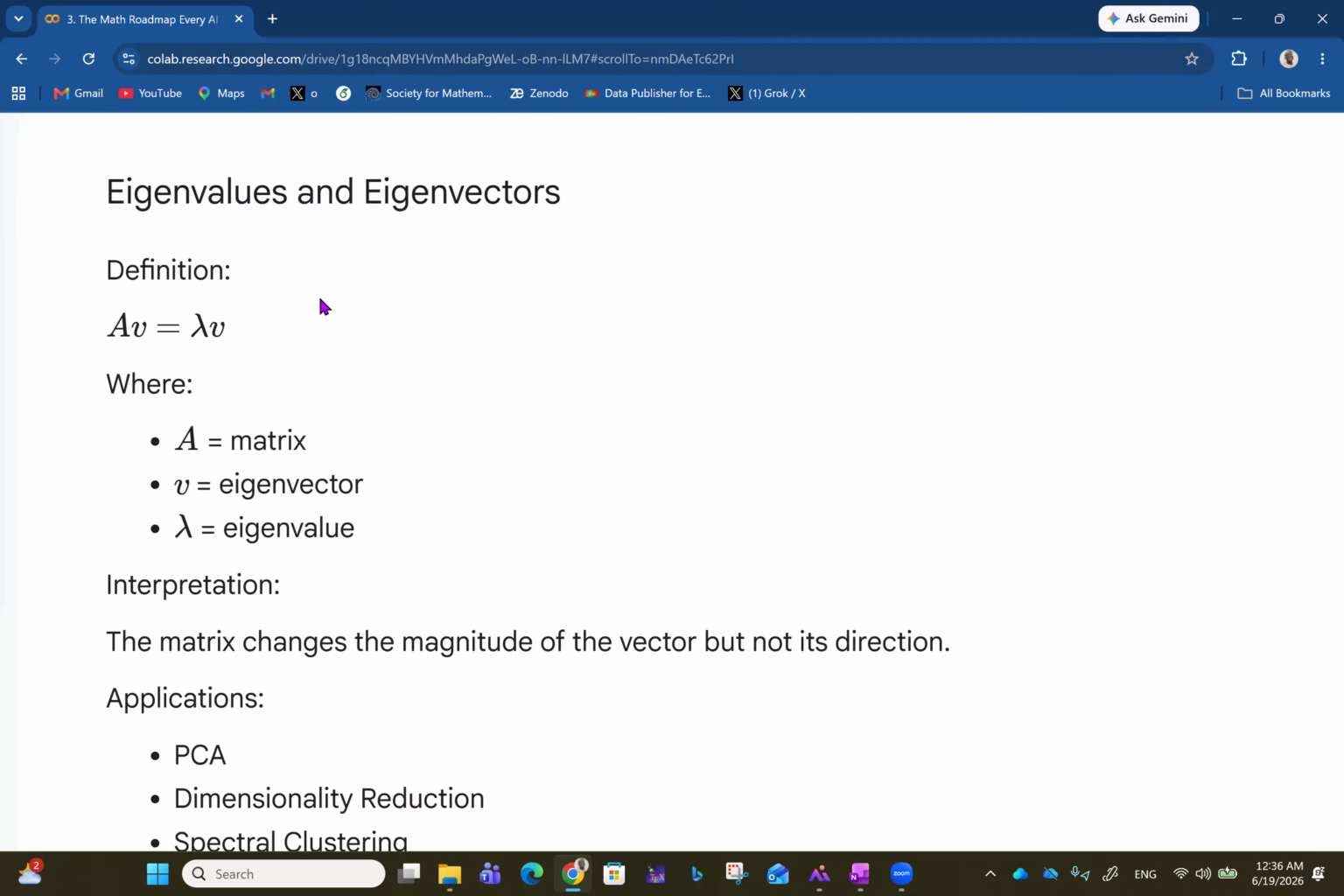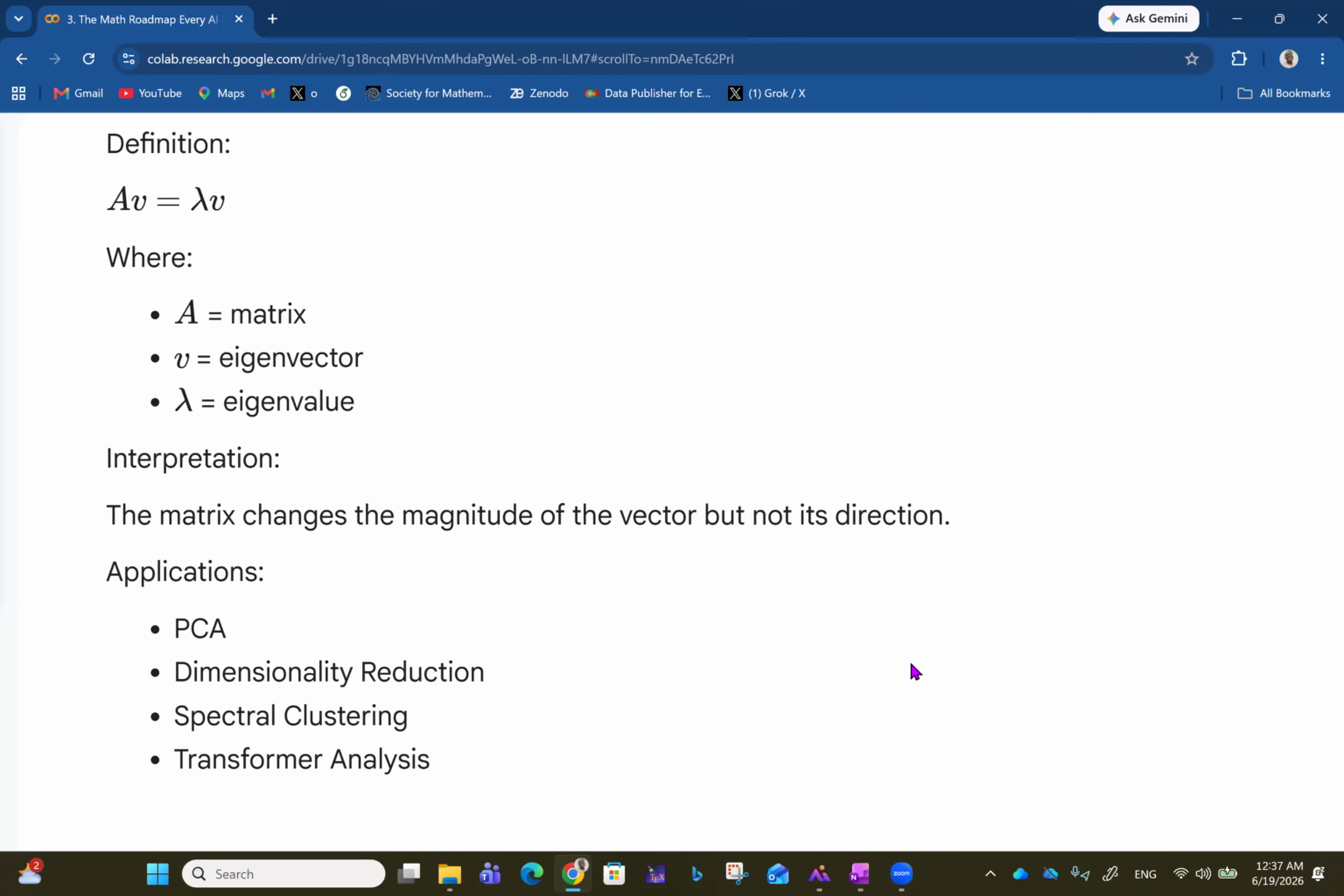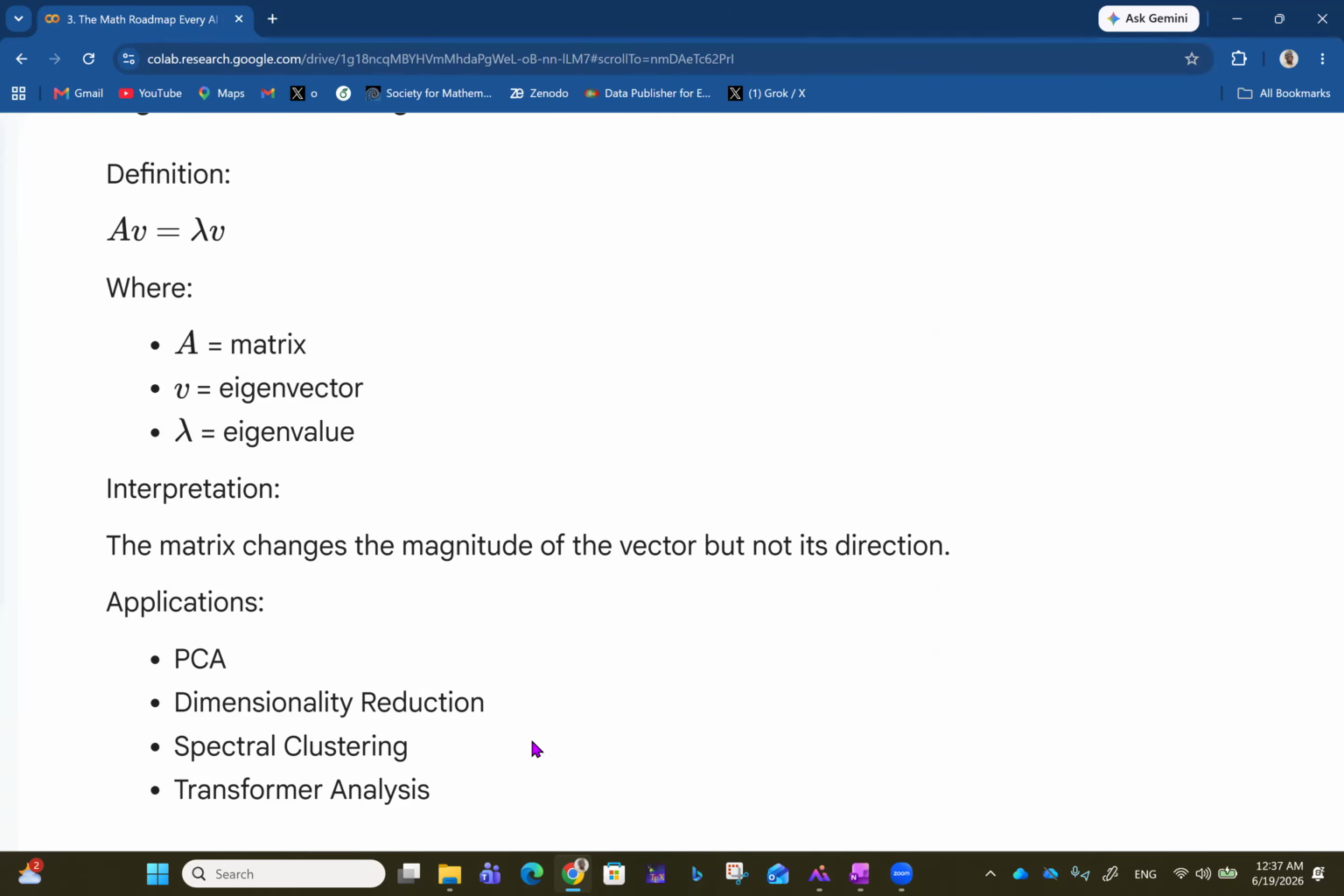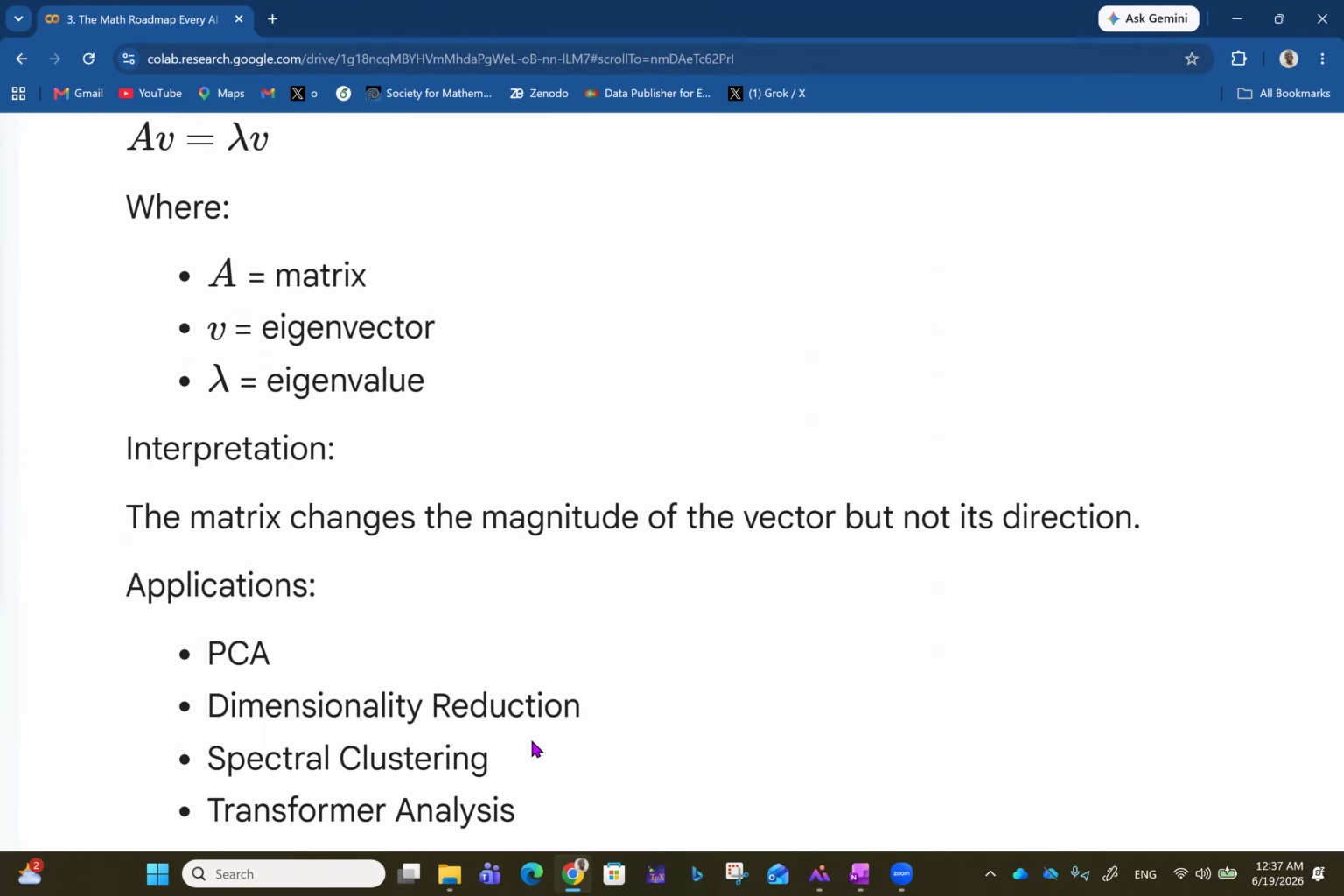So the definition is this: you have Av = λv, where A is the matrix, v is the eigenvector, and λ is the eigenvalue. So that's the relationship between them. The product of a matrix and its eigenvector is equal to the eigenvalue multiplied by the vector. So the interpretation is that this matrix changes the magnitude of the vector, but not its direction. And it has applications in principal component analysis, dimensionality reduction, spectral clustering, and transformer analysis.